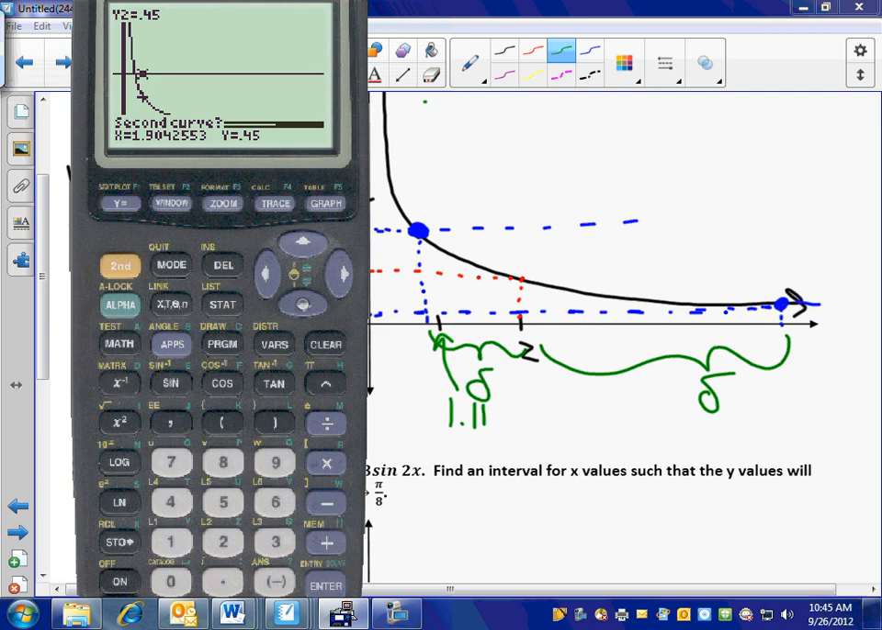I don't want that one, so I press down to toggle. Second curve, y sub 3 equals 0.05. Do I want that one? Yeah, so I can press enter on that. I don't want to guess. And you can see it's going to run the intersection point out to here. X is 10, Y is 0.05.